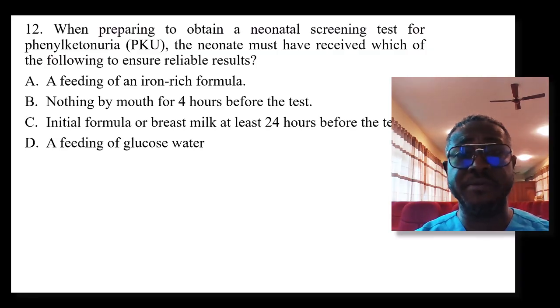So what do you think is the answer here? So far this is very simple. I hope you got this one correct. The correct answer is C.